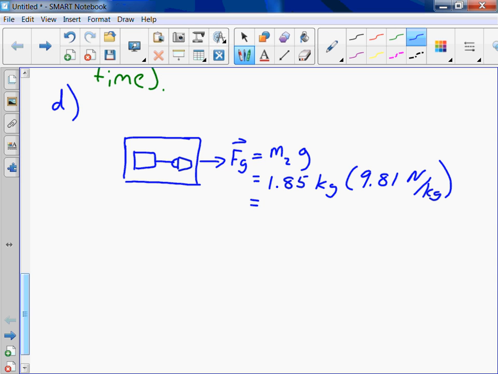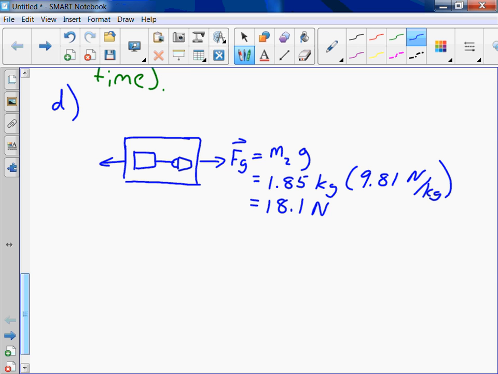Wouldn't that be slightly off? Yeah. We'd have to add 0.01 to that. Oh, okay. Yeah, I'm not going to worry about that though. So it's 18.1 newtons. We already knew that.